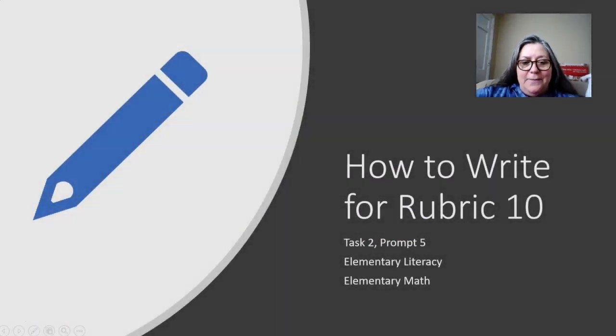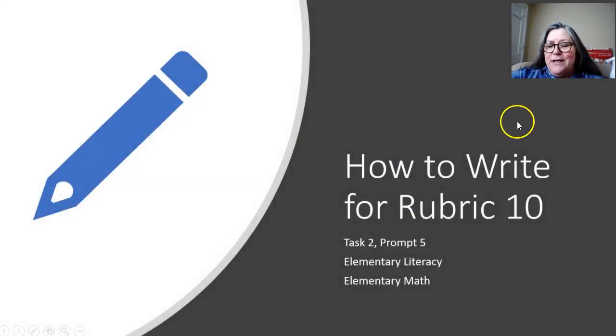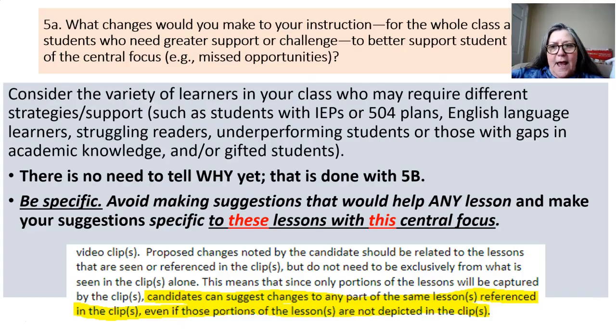This is actually the only rubric in Task 2 where the primary source of evidence is not your video. And that is why I always separate it and, of course, talk about it last, because for rubrics 6, 7, 8, and 9, the primary source of information that your scorer uses comes from the video.